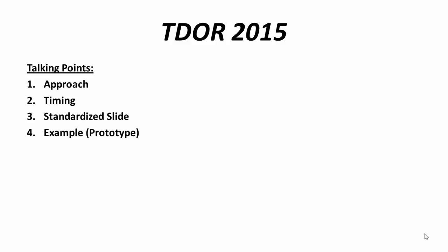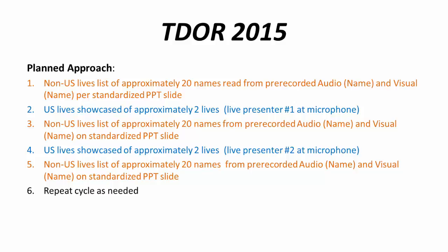So let's start off with approach. The current approach is that we would do essentially two things. We'll have a celebration of non-US lives and then a celebration of US lives. What we'll do is we'll just continue to rotate through that series. So it would start with a reading of non-US lives names. So we'd celebrate those lives by reading the names.